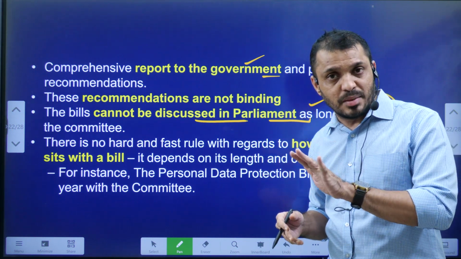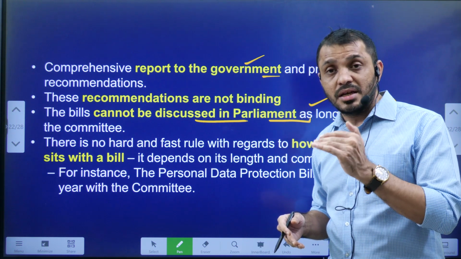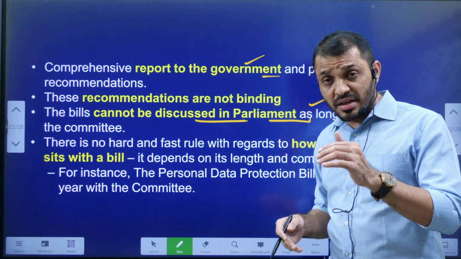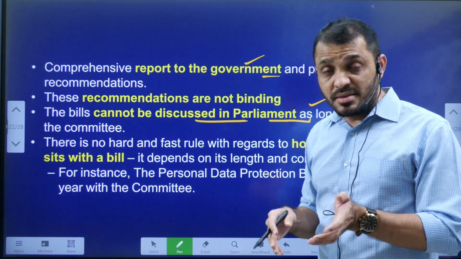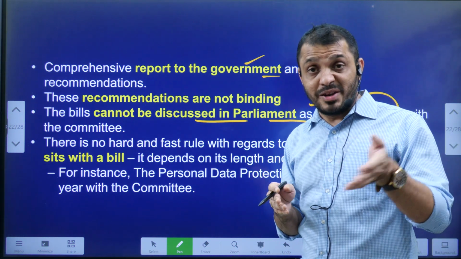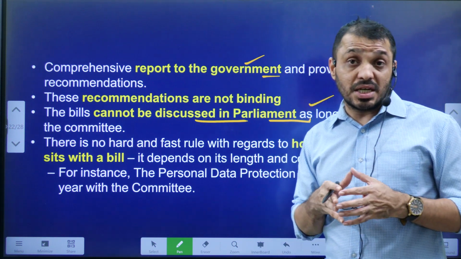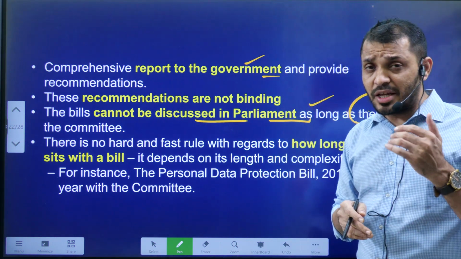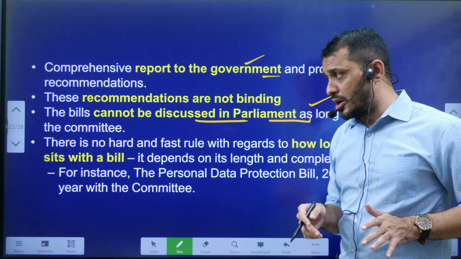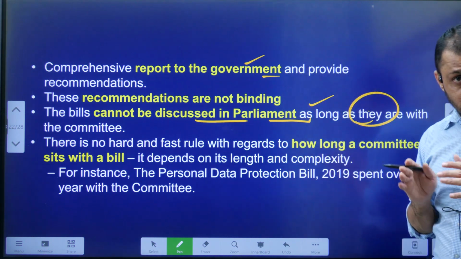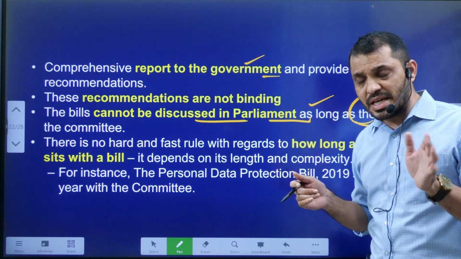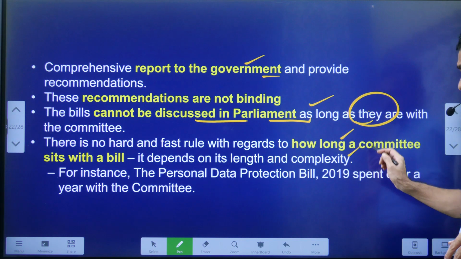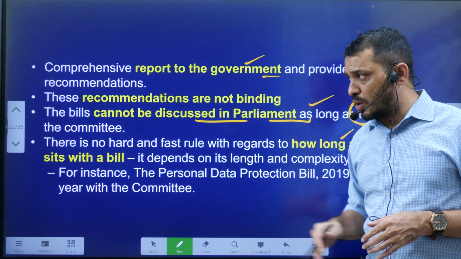Once the committee submits the report, the government will either modify the bill according to the suggestions of the standing committee, or completely replace the old bill with a new bill, like the Digital Data Protection Bill, or they may not consider the suggestions at all. After this examination by the parliamentary committee, the government will officially introduce the bill in the house.